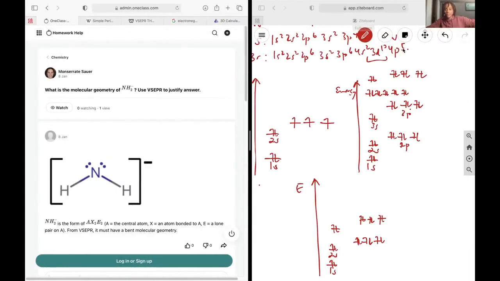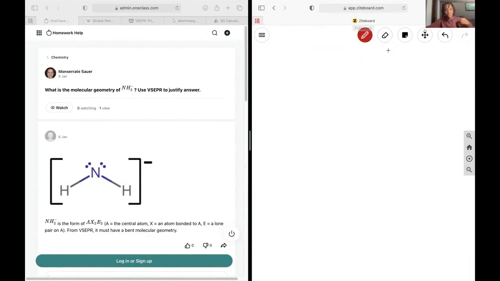My apologies about that. For our next question, we'll be looking for the molecular geometry of NH2-, and we'd like to use VSEPR to justify our answer. So as usual, we need to begin with the Lewis structure, which begins with the valence electrons. So we have 2 from the hydrogen, plus 5 because of the nitrogen, plus 1 because of the charge, and this will give us 8 electrons to work with.